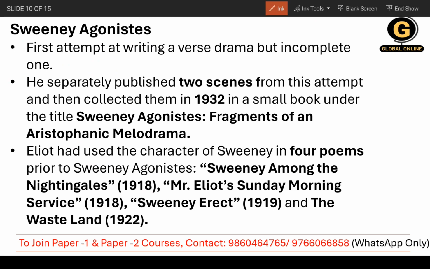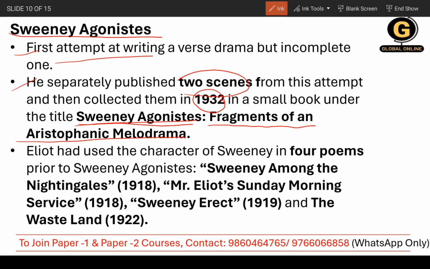Now, moving on to the next one, Sweeney Agonistes. It is the first attempt at writing a verse drama, but it's an incomplete one. So he separately published 2 scenes. Now, when he published 2 scenes, he collected them in 1932 as a small book under the title Sweeney Agonistes: Fragments of an Aristophanic Melodrama. What is it? Sweeney Agonistes: Fragments of an Aristophanic Melodrama.